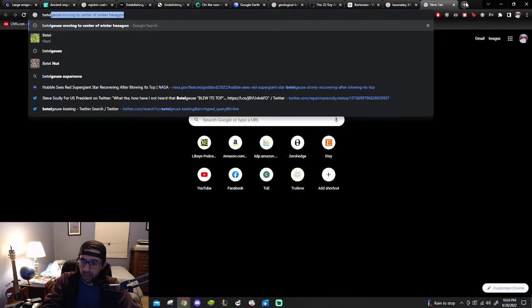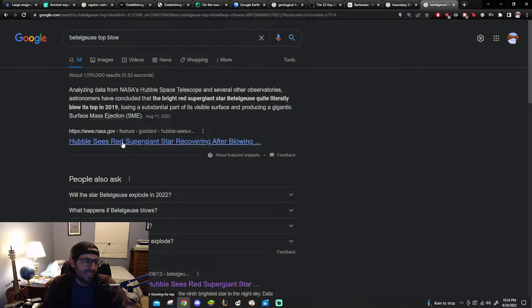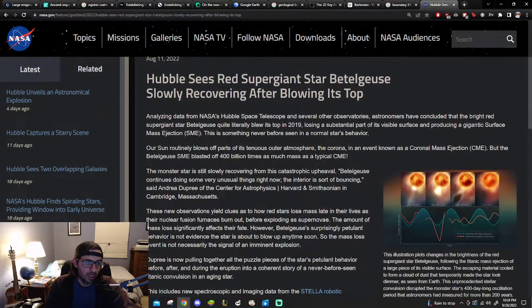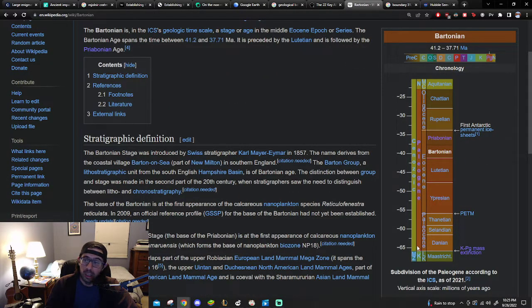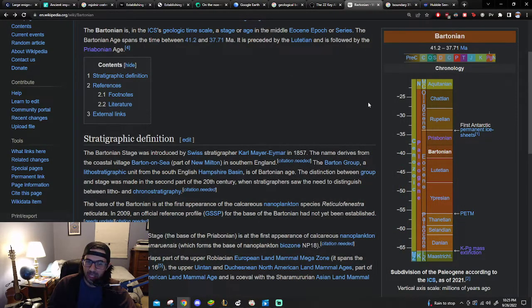I'll bring it up real quick. Betelgeuse, top blew. Yeah, this one. Let's make it bigger. There it is. Also the title, but astronomers have concluded it quite literally blew its top, which is what the Earth did when Antarctica severed from it. And so maybe this is tied to that, which is all the way back in like 150, is what I was talking about before I went into that pretty long side tangent where I forgot what I was talking about. Luckily, I have this screen to refer back to.